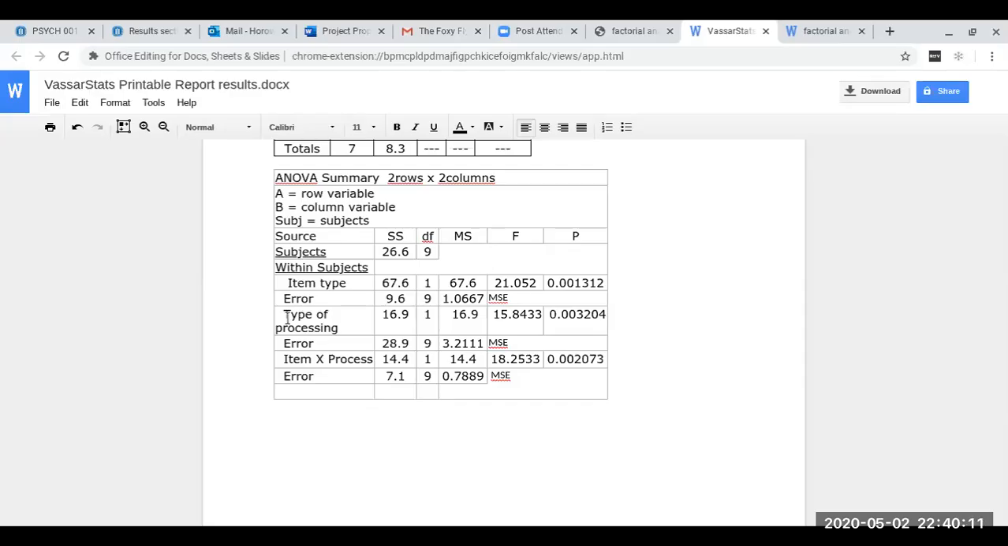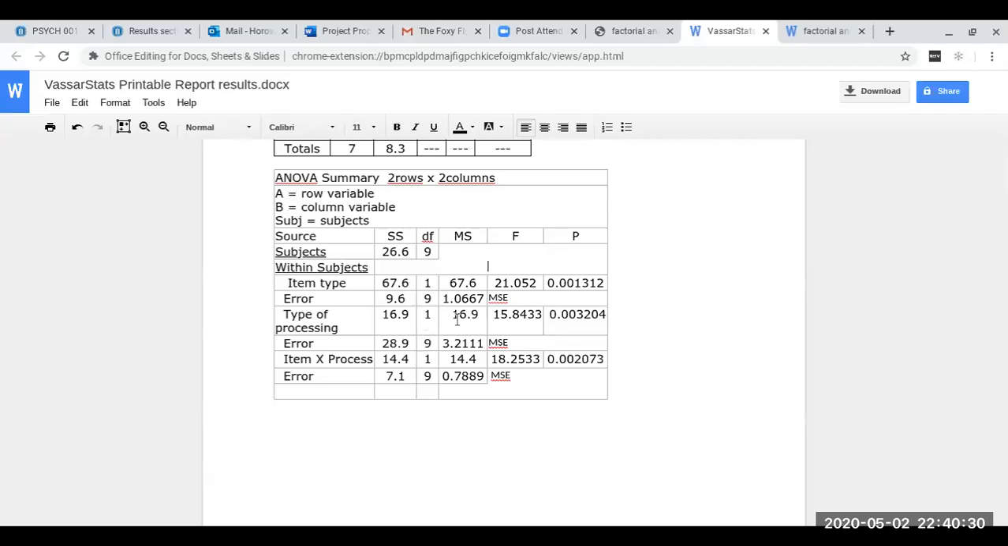For type of processing, acoustic versus semantic, when you put them together, you have, again, degrees of freedom. Your degrees of freedom are 1 and 9, because, again, 2 types of processing, so n minus 1 is 1. 10 people per group, n minus 1. 10 minus 1 is 9.